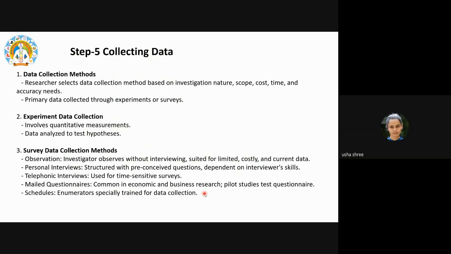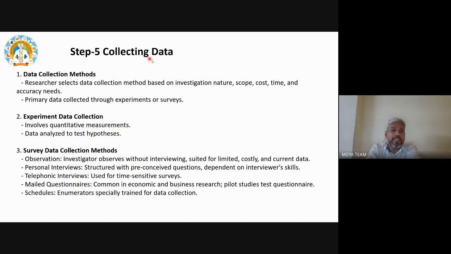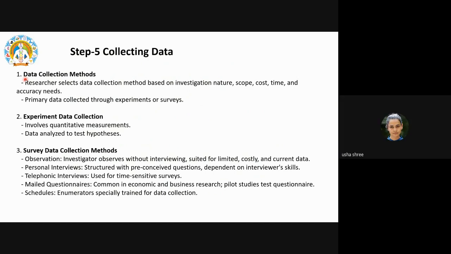Yes, sir. Okay. Step 5, collecting data. So here ICT starts. What is the full form of ICT? Information, communication, and technology.